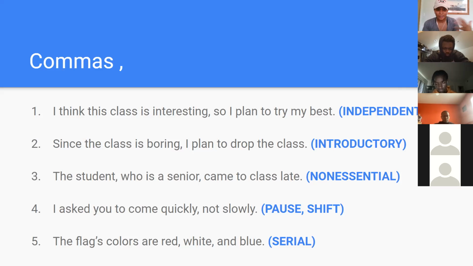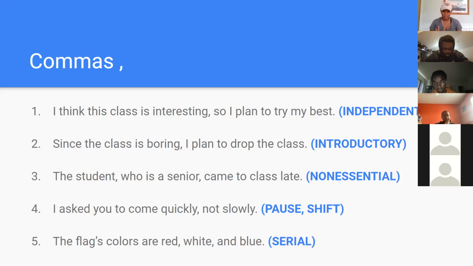Number 3, a non-essential, meaning I don't need it, right? I could do without it. I could take it out of the sentence and the sentence doesn't change meaning. The student who is a senior came to class late. That's a non-essential, who is a senior. It's just added context. If I took it out and said the student came to class late, you would still understand what I meant. You still understand the main point of the sentence. It is a non-essential. So anything non-essential, stick commas around it.